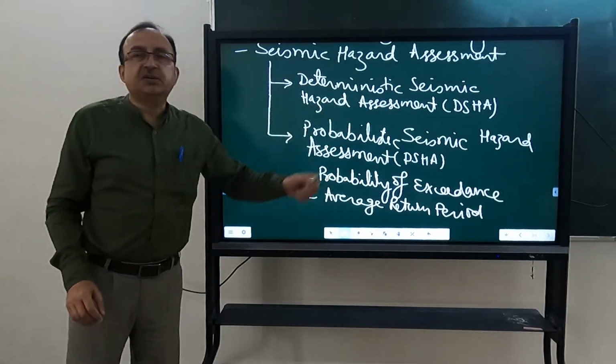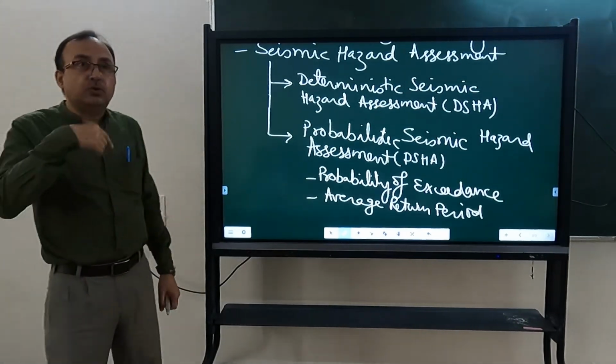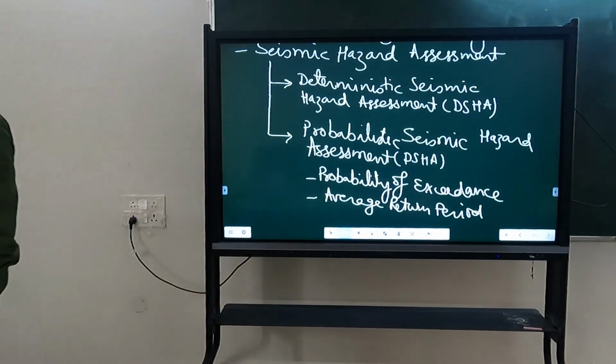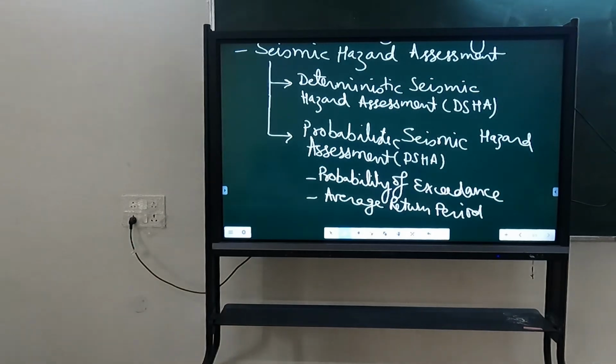In case of deterministic hazard assessment, we get one value and remain confident throughout our life, but when an actual earthquake comes, then it doesn't work. We don't know. Here, what we do, we know the probability of occurrence, the probability of exceedance. So this is considered to be a more considered approach.